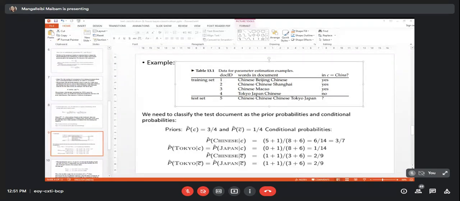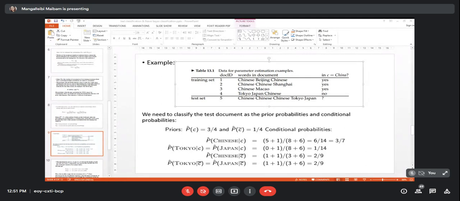The number of times Chinese occurs in China class, yes. So in document D1 we have 2 Chinese, so 2 count, and in D2 another 2 Chinese, so 2 count, so 2 plus 2 is 4, and document 3 has 1 Chinese, so 1 count, 5. So that's why 5 comes.